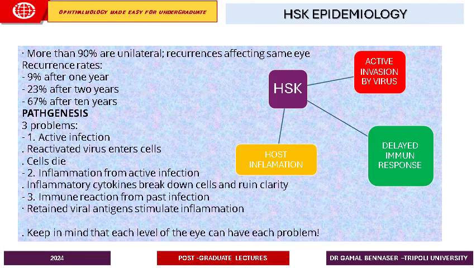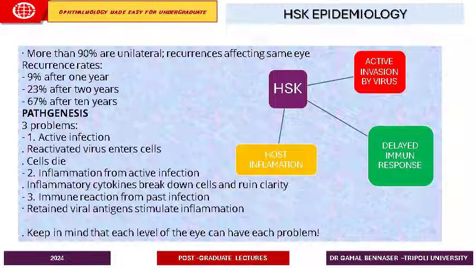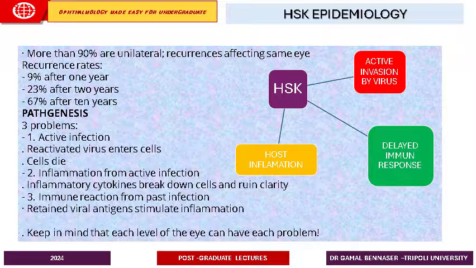Now, the pathogenesis of herpetic keratitis or herpes simplex keratitis lies in three mechanisms: by active infection itself, so that you will find the virus or the virus particles within the inflammation, or by inflammation from the active infection, the inflammation induced by the host itself. And this might cause inflammation even in the adjacent structure, so that you find the infection in the epithelium, but the inflammation in the stroma.